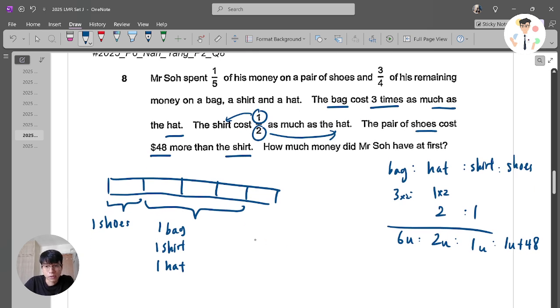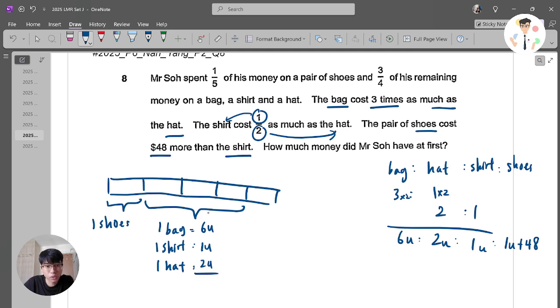Now, from here, I also can notice one thing. 1 bag means here 6 units. 1 shirt means here 1 unit. 1 hat means here 2 units. So the total unit here is supposed to be 9.